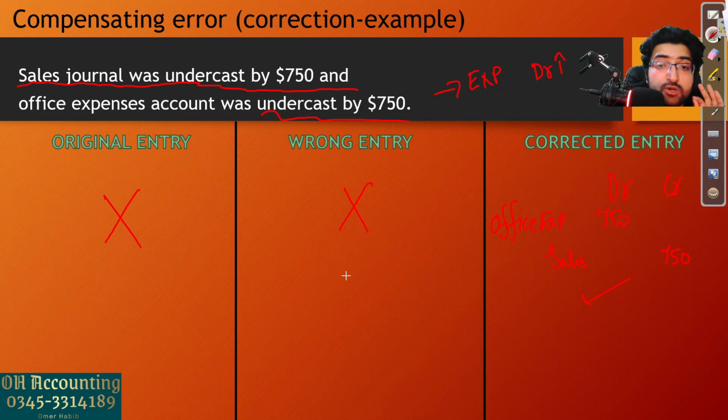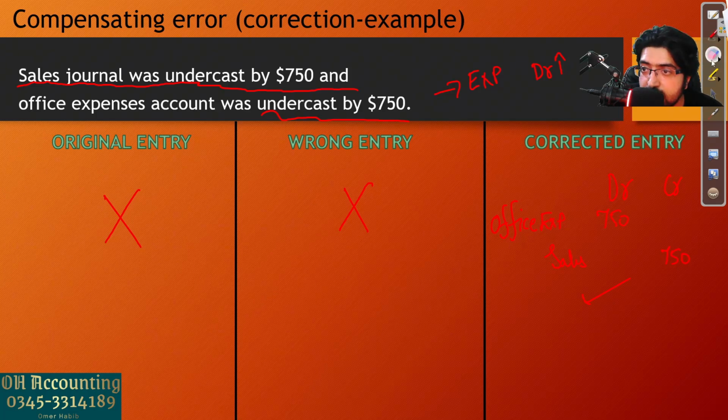But to give you a proper idea of what's actually going on in accounting records, I will also show you the original entry and wrong entry and how we came to this corrected entry. But you don't have to know all that. You can simply make the corrected entry for a compensating error like this. Just fix the mistakes they're telling you about and you're done.